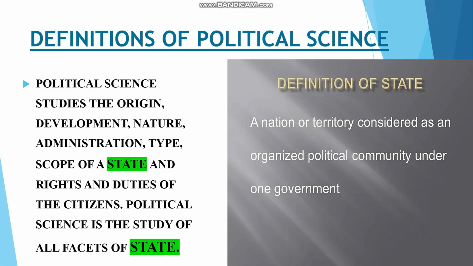Political science is a study of all facets of the state. Here I highlighted the word state. Here the state doesn't mean the Karnataka government or Karnataka state or Kerala state or Tamil Nadu state. Here the state means a nation or territory considered as an organized political community under one government. Did you understand what the state is in this definition? It means a nation or a territory which comes under one government.